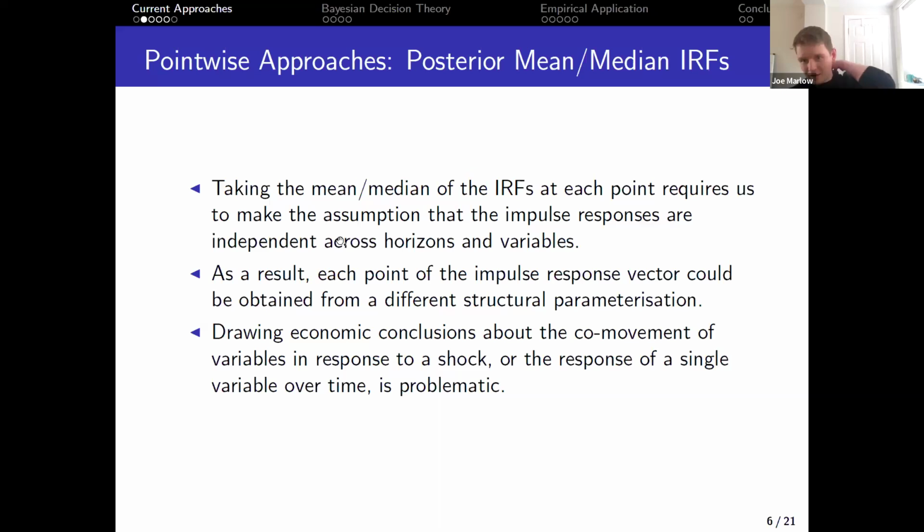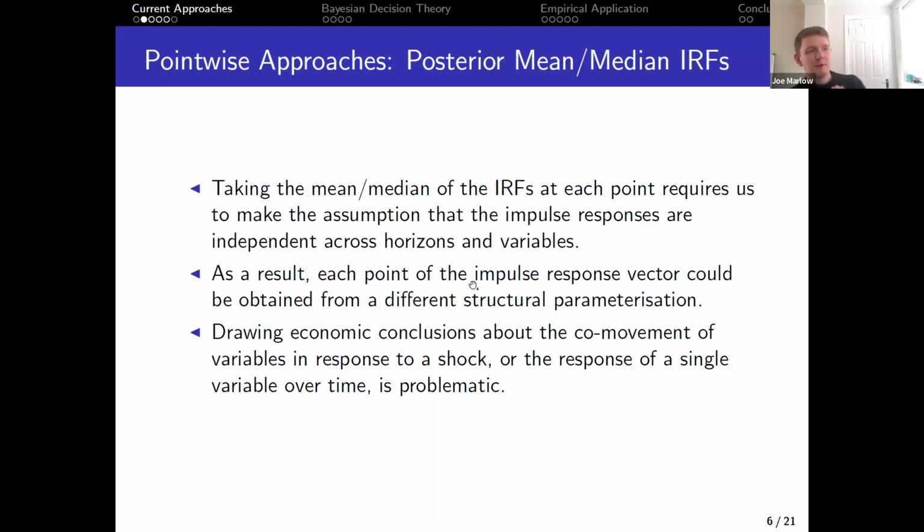So across time there will be dependence. Also, in a general equilibrium setup, we expect there to be dependence across variables. The response of one variable to a shock will likely have knock-on effects on the other variables in the system. So this is problematic in terms of the way that we set the model up, but it's also an issue in terms of how we go about getting our central tendency.